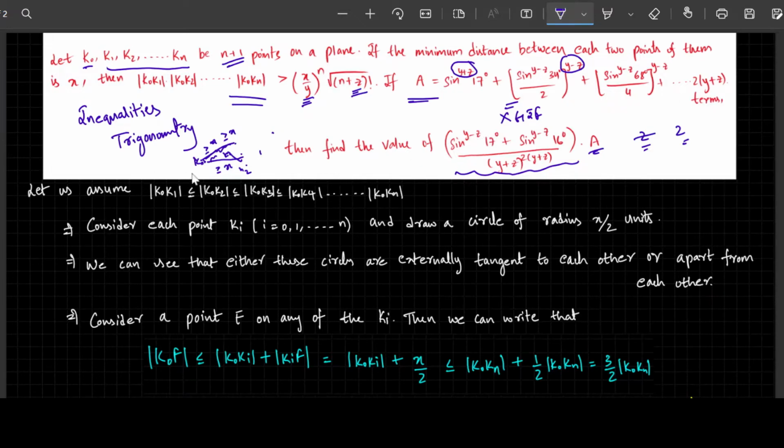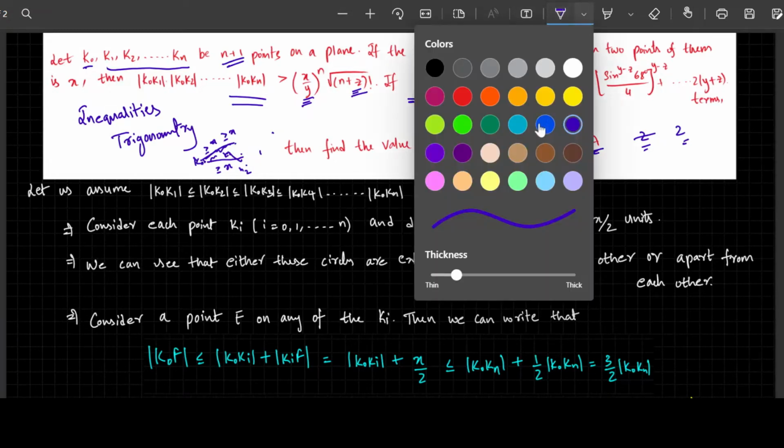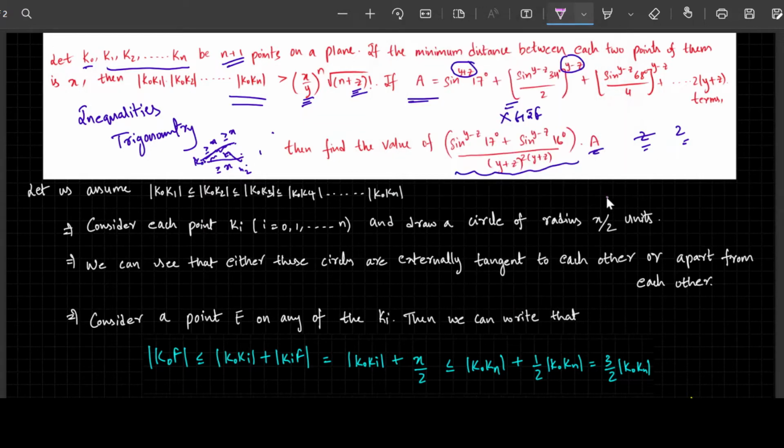So we shall start with an assumption that modulus of k0k1 is less than or equal to k0k2, which is less than or equal to k0k3, and so on, which is less than or equal to k0kn. So let me change the ink now. Fine. So if I consider this as k0, this as k1, this as k2, this as k3 and so on, and this as kn, we can see that modulus of k0k1 is less than modulus of k0k2, less than modulus of k0k3, and so on up to modulus of k0kn. So we will be starting with this assumption.